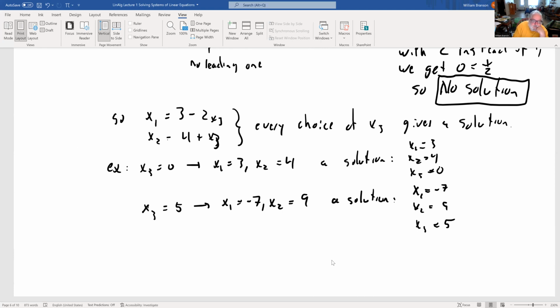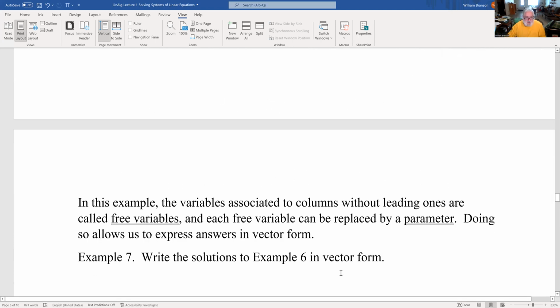And if you look at this, you can think of this a little bit as being a particular solution plus a homogeneous solution, right? X3 is a variable, it's a parameter, it's an arbitrary constant that we can change. And once we change it, we get new values for X1 and X2. The 3 and the 4, though, those have to stay. So we can actually rewrite this in vector form.